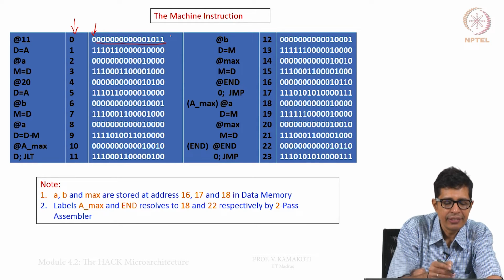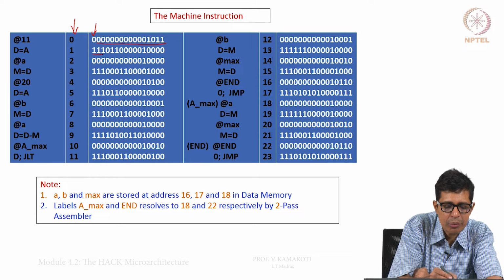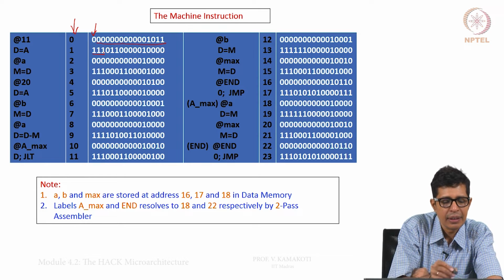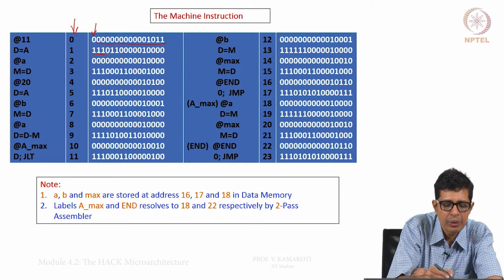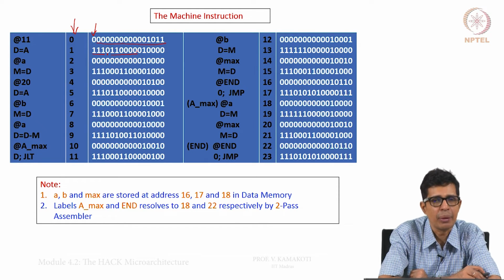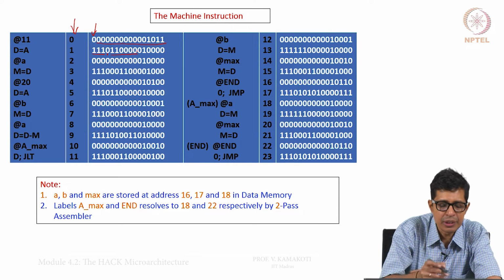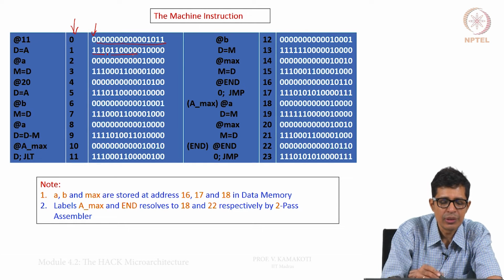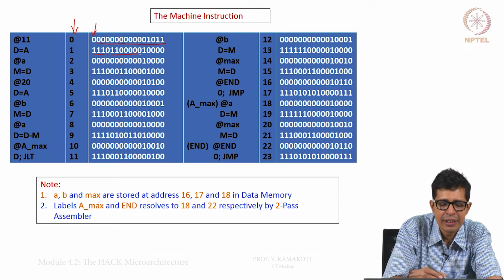D equal to A, this is a C instruction, the first 3 bits are 1s, right, and then we go back to module 3 to understand that the A bit should be 0. When the A bit is 0, then these are the 110000 bits that are needed for the computation by the ALU. So this will correspond to your ZX, NX, ZY, NY, F and NO. So these are the 6 computation bits.